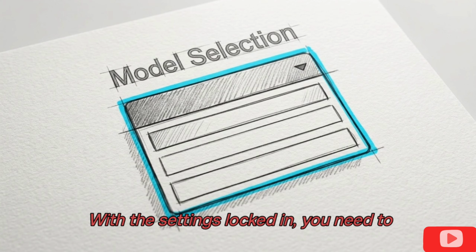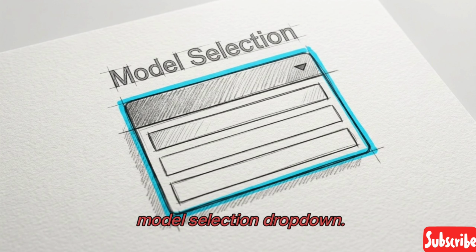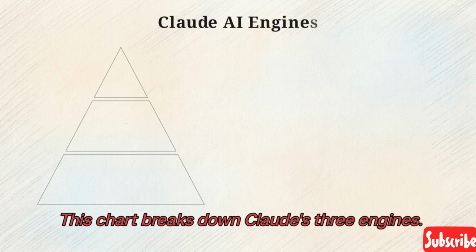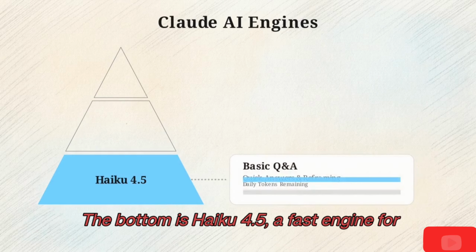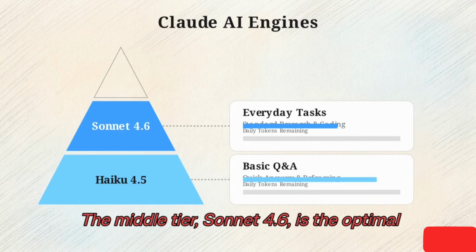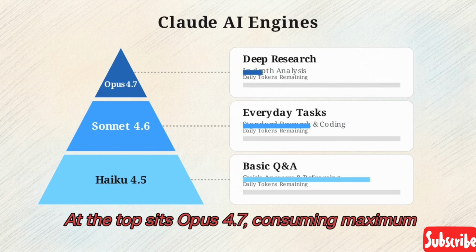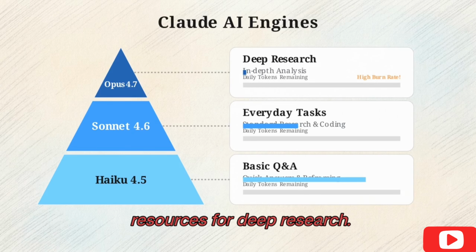With the settings locked in, you need to manage your system resources by using the Model Selection dropdown. This chart breaks down Claude's 3 engines. The bottom is Haiku 4.5, a fast engine for basic Q&A. The middle tier, Sonnet 4.6, is the optimal engine for everyday tasks. At the top sits Opus 4.7, consuming maximum resources for deep research.